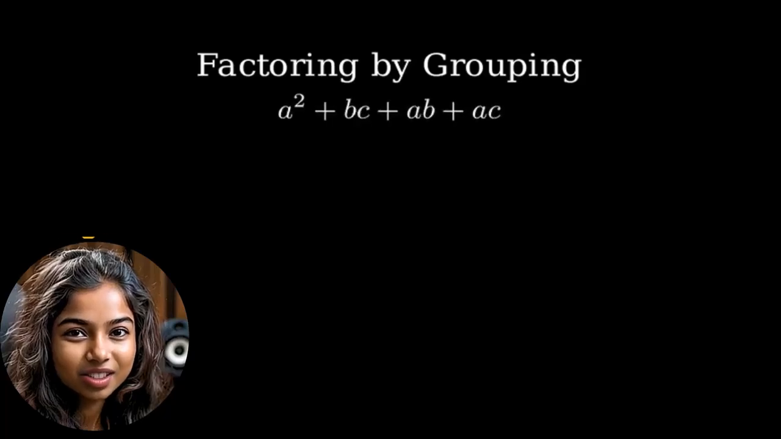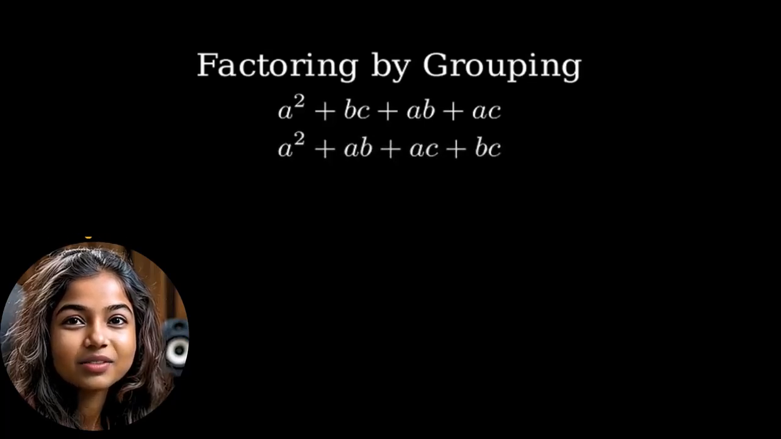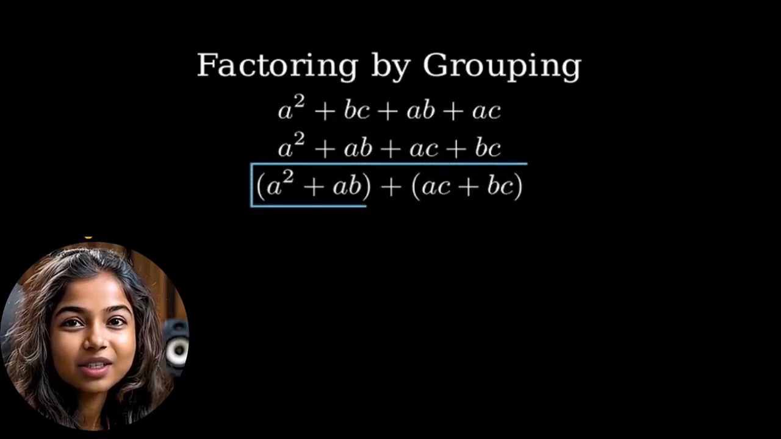Let's solve this algebraic expression by factoring. We'll use the method of factoring by grouping to simplify a squared plus bc plus a plus ac. First, rearrange the terms for easier grouping. Let's rearrange this as a squared plus a plus ac plus bc. Now, let's group the terms. We'll group a squared plus a and then ac plus bc. Notice how we've split this into 2 groups.